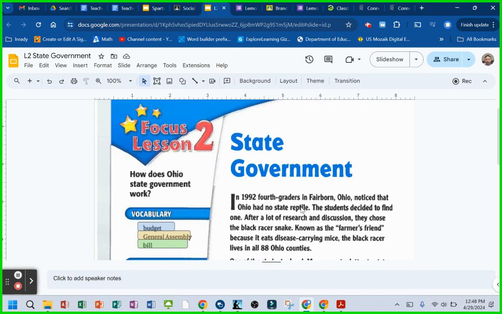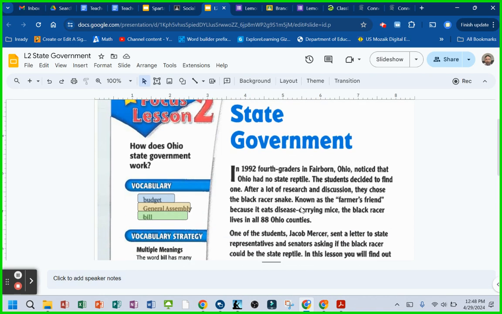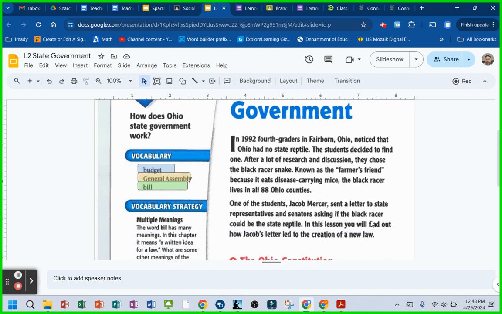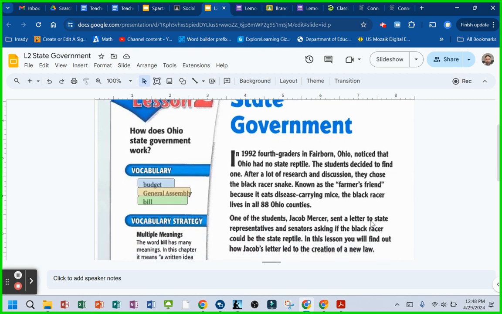All right, we're doing our focus lesson number 2, state government. We just discussed what the three branches were at the federal level, and the kids said that they are the legislative, judicial, and executive branches, right? Government, state government in particular.